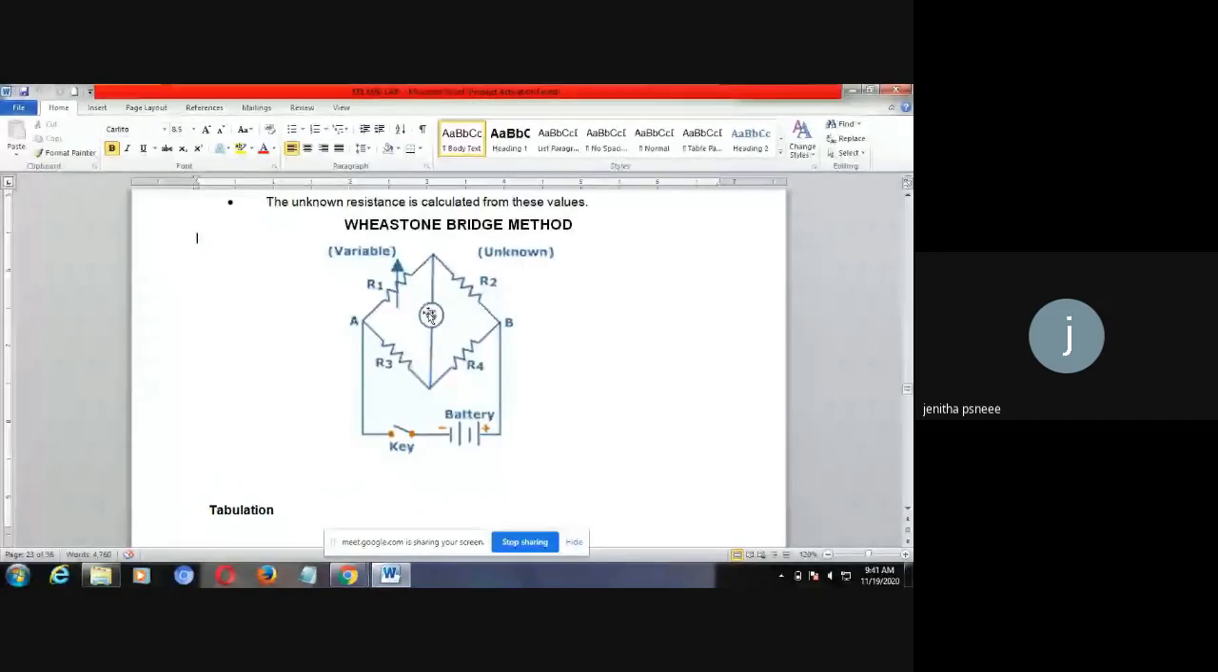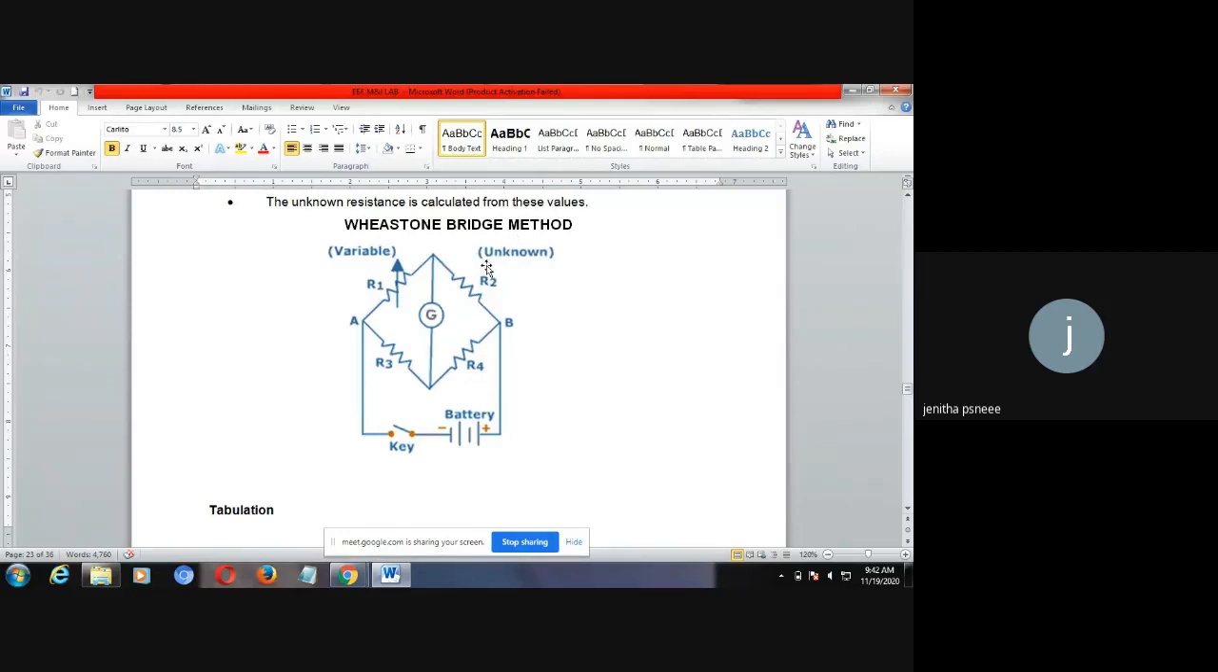So I am going to keep R3 as one fixed resistance value and R4 as one fixed value. Then I will vary this resistance. This one is the unknown value. If I calculate this value, what is the formula? We already saw it: R2 is equal to R1 by R4 into R3. This is the formula for the bridge. If you calculate it, you can find the balancing condition, and the unknown value of R2 can be found using the formula.